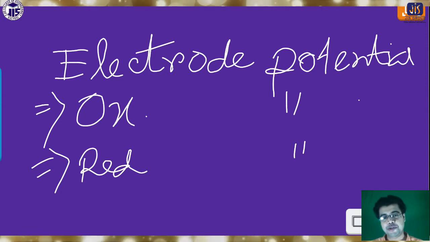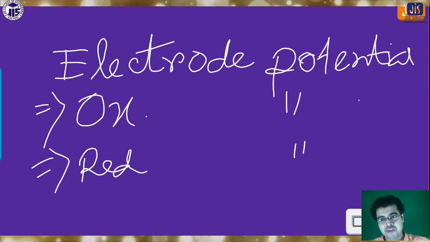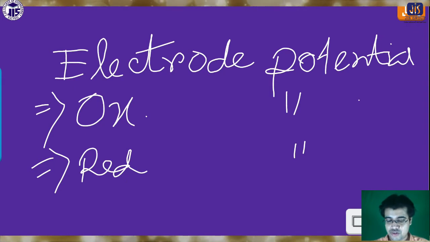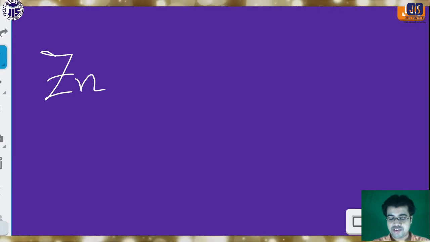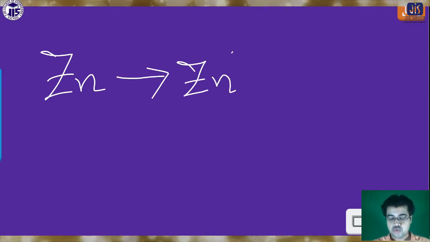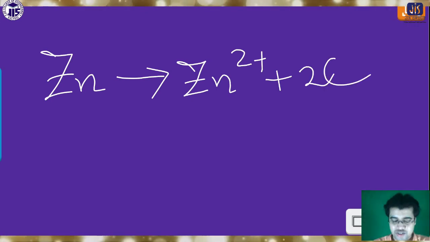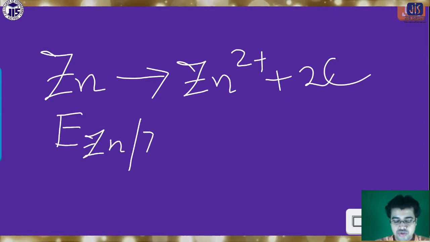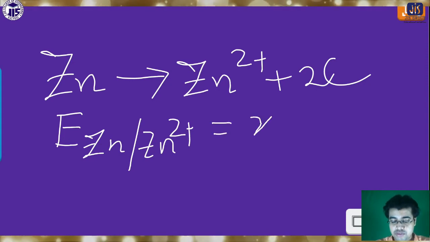Now, what is the meaning of oxidation potential and what is the meaning of reduction potential, or how can we express these two potentials? Oxidation potential means some oxidation reaction occurs. Like I am showing you, when zinc is converted to Zn2+ plus 2e, oxidation occurs. So we can call this the oxidation potential. So you can write E of Zn2+. Look, Zn2+ means it is in the way of oxidation. So suppose the value of this is X.